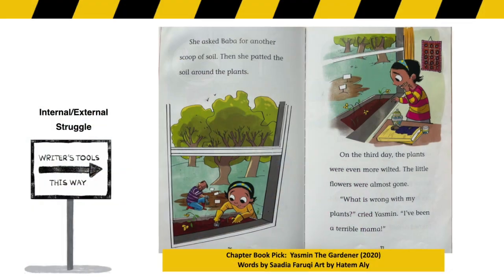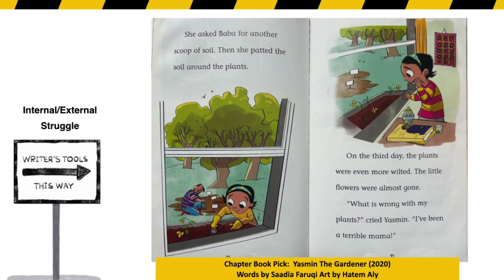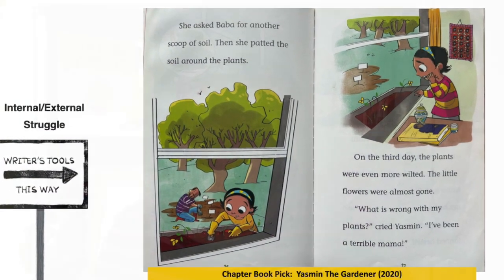Quote, "What is wrong with my plants?" cried Yasmin. "I've been a terrible mama." End quote. Yasmin's parents are great parental models for Yasmin, and she wants to be just like them, but in a botanical way. For the second tool, Yasmin the Gardener raises the stakes as Yasmin explores various methods to keep her plants from wilting.